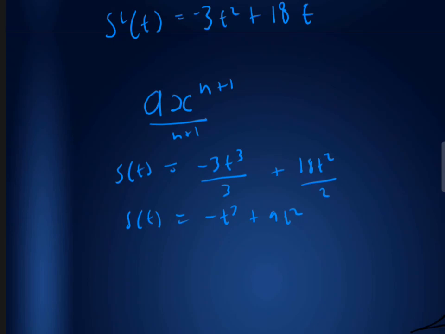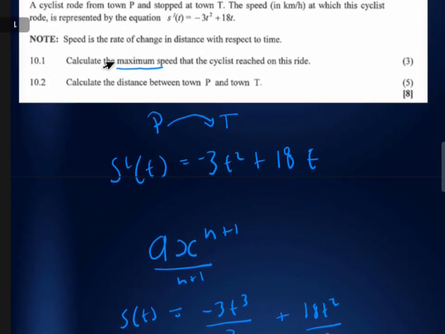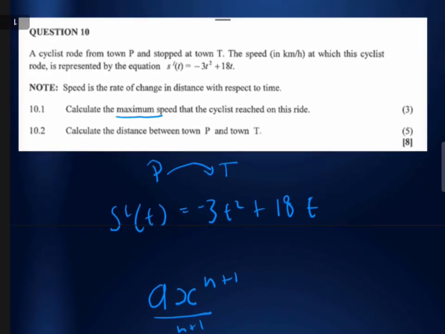So that is the original equation, and we literally did not find the time. Let's find the time it took from P to T, right? So how do we find the time? Notice in the scenario, they say the cyclist rode from town P and stopped at town T. So we know that when the speed becomes 0, then it means that he's at town T. So when does it become 0? So remember, it started from 0, because there's no speed at the beginning. Then it starts increasing speed, so it's going to be traveling. Then once it gets to T, he stops.